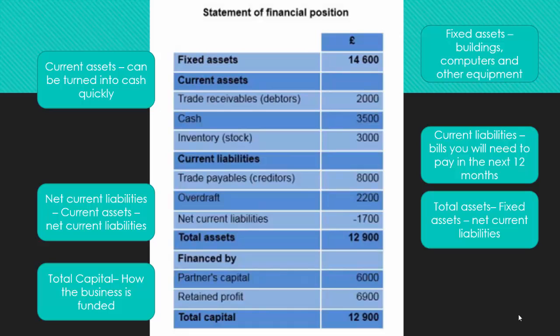So if we have a look at this business so far, if we just look at the assets for that business, we've got 2,000, 3,500 and 3,000. So the total assets for this business are £8,500. So now let's look at the liabilities, stuff that the business will need to pay, money going out of the business within the next 12 months.